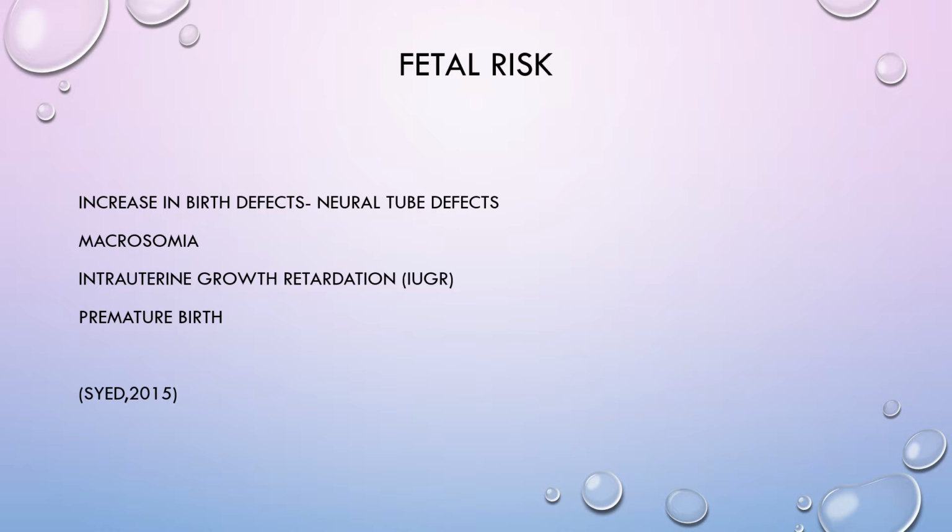Macrosomia, again, is a problem because of all of those nutrients it may have. Intrauterine growth retardation can occur in these infants. Again, mom's blood flow can be altered, causing placental insufficiency, and premature delivery is also a risk.